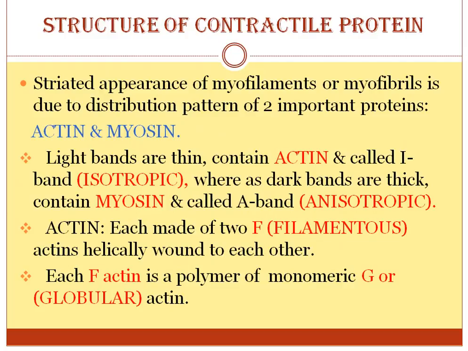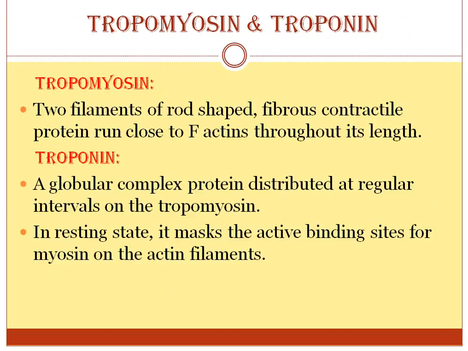Actin. Each actin is made up of two F or filamentous actins helically wound to each other. Each F actin is a polymer of monomeric G or globular actin. Tropomyosin, two filaments of rod-shaped fibrous contractile protein, run close to F-actins throughout its length.